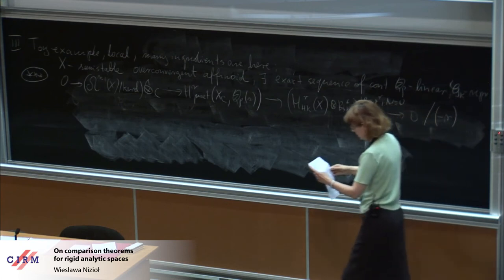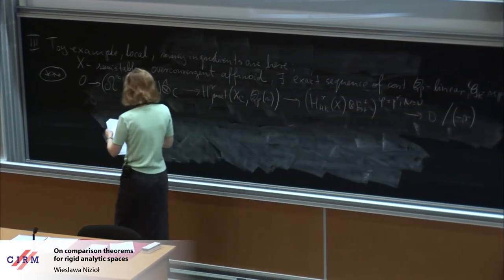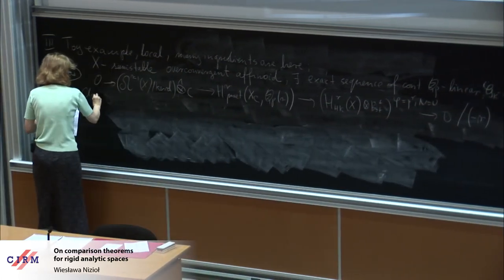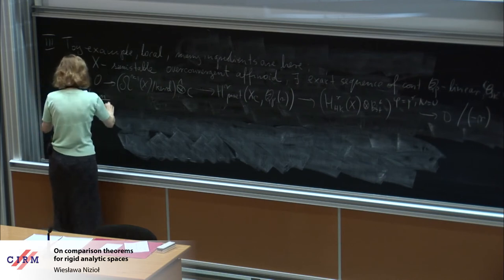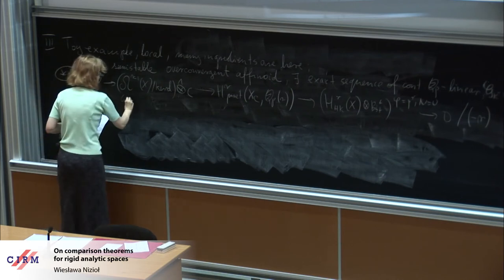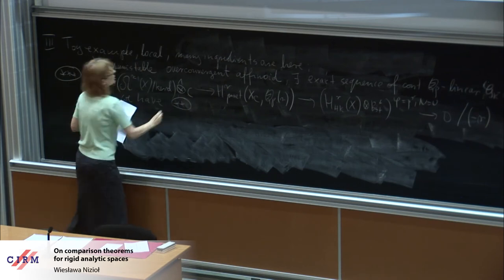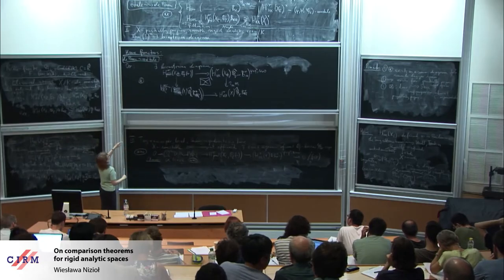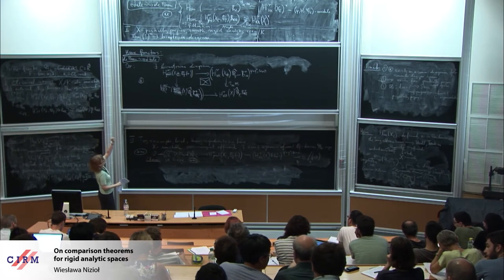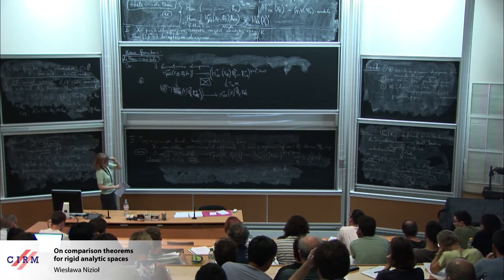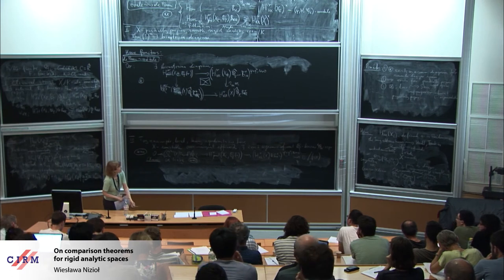Okay, and now the claim we make is that we have these isomorphisms, which I denoted by two stars, which are at the top, that I can recover Hyodo-Kato and de Rham cohomology.